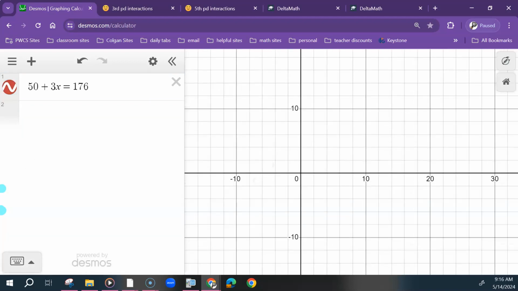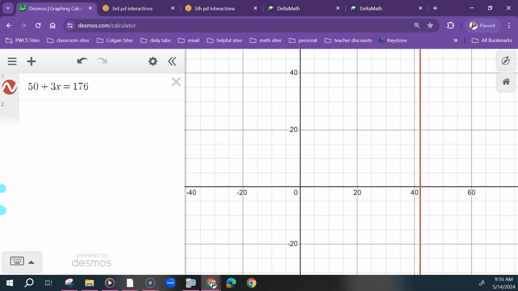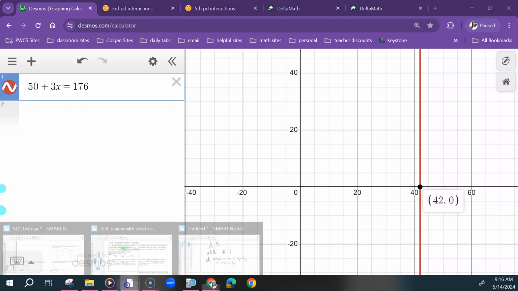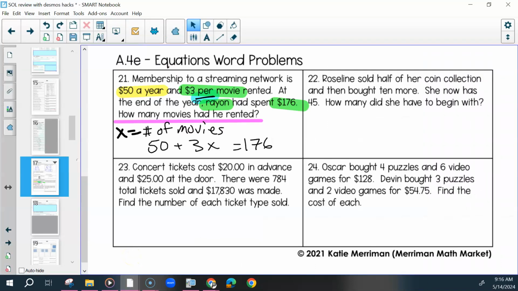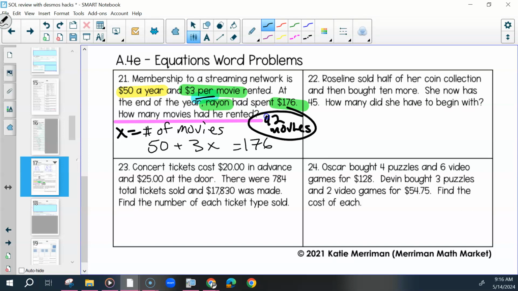Zoom out, it may be a bigger number. And then wherever that line crosses your x-axis, that would be your answer. So 42 movies. Other questions?